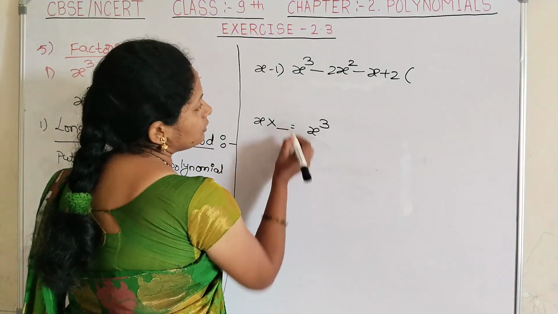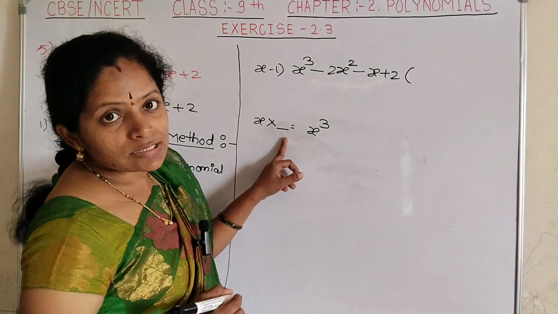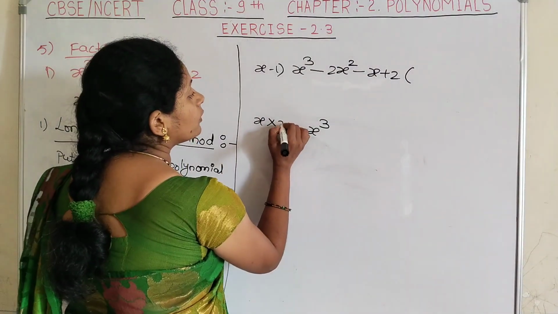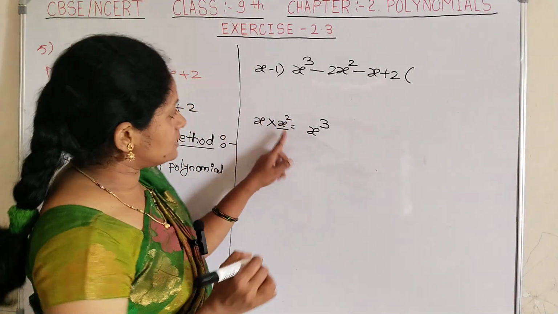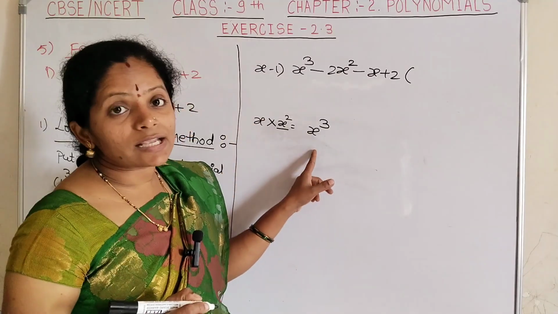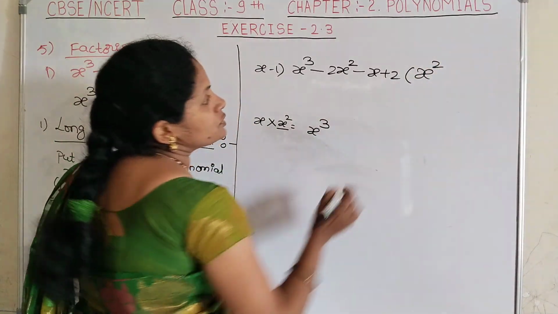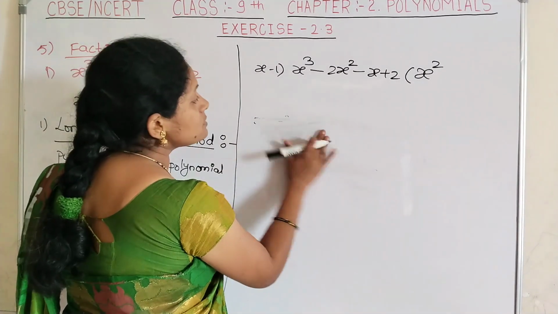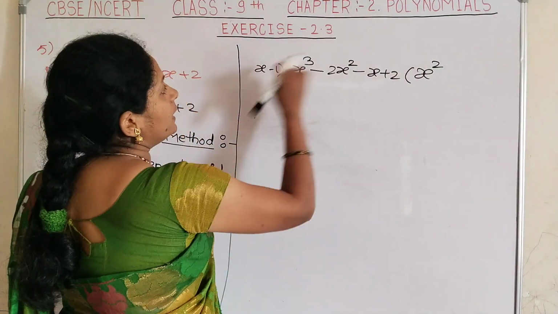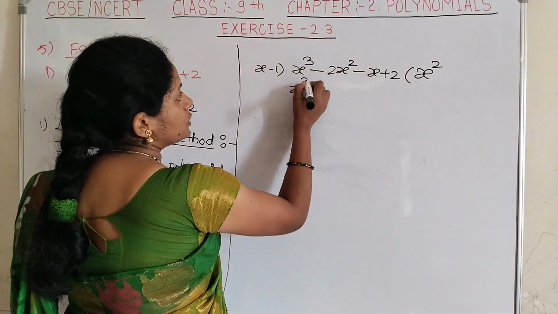Have you got my question? Here, this blank is filled with whom? With the x square, because x square into x gives us the x cube. Means we can take here the x square. Now see what will happen. X square into x is the x cube.